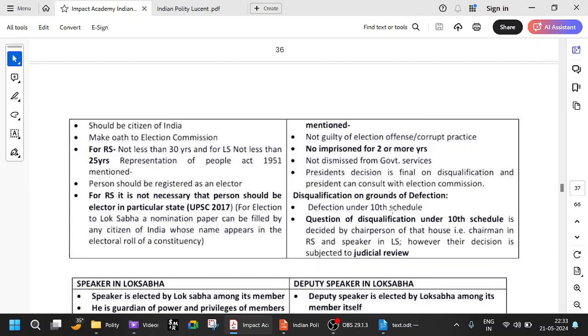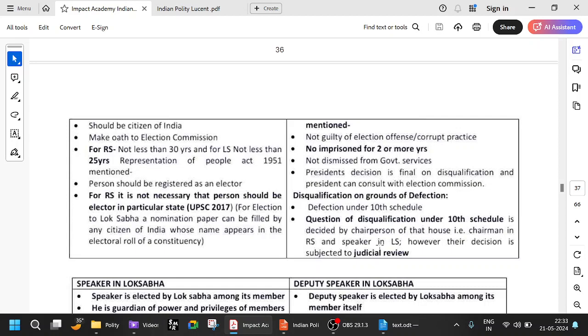Defection is under the 10th Schedule, right? 10th Schedule, 1985, is very important. It is the anti-defection schedule we've seen. So, the question of disqualification under the 10th Schedule is decided by the chairperson of that house, that is the Chairman in Rajya Sabha and the Speaker in Lok Sabha. However, their decision is subject to judicial review. So, this is also very important.